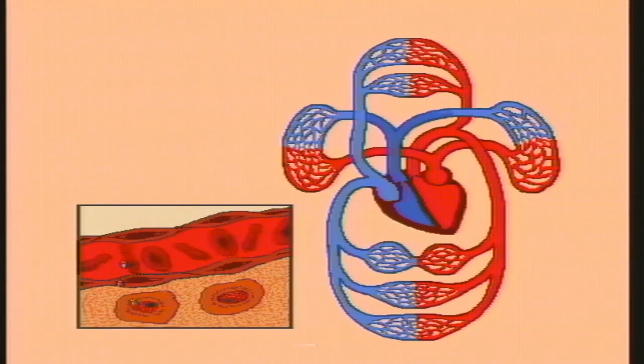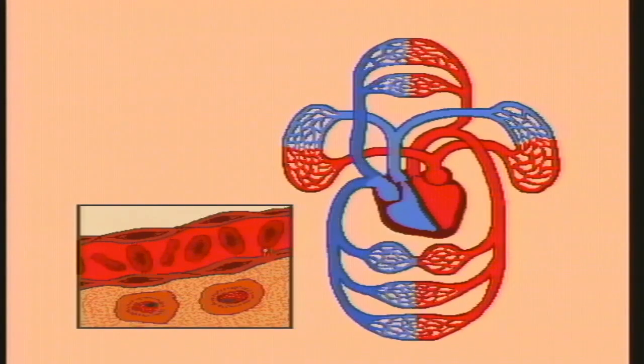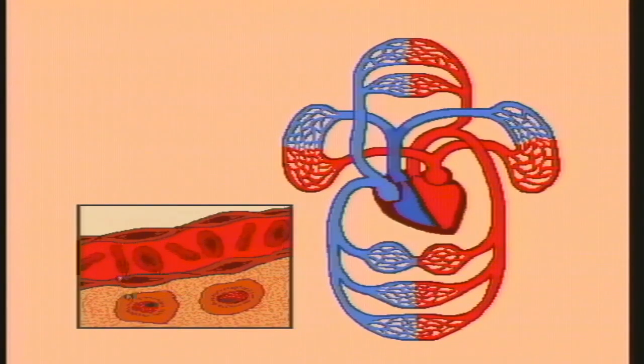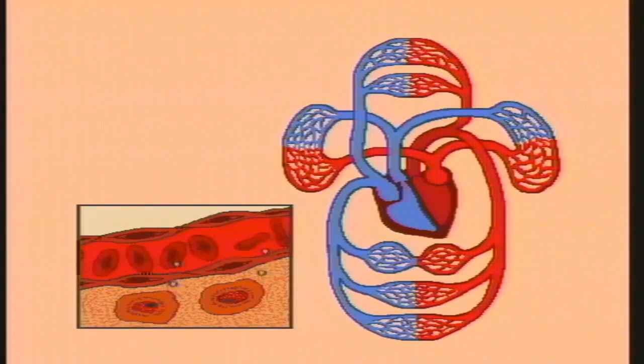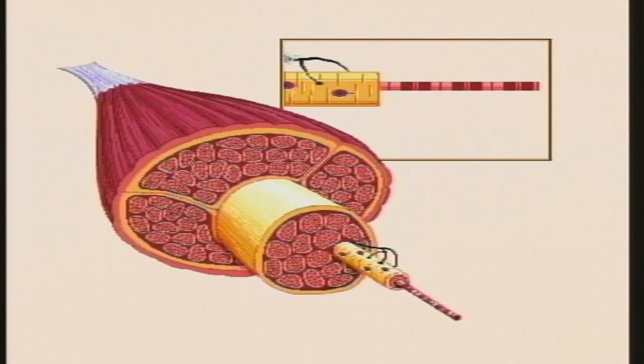The heart pumps blood to the lungs, where it picks up oxygen and releases carbon dioxide before being pumped through the body. Blood flowing through capillaries releases oxygen and nutrient molecules to the cells and picks up carbon dioxide and waste products. Millions of muscle fibers work together to cause movement. Nerve impulses travel to individual fibers, which then contract.